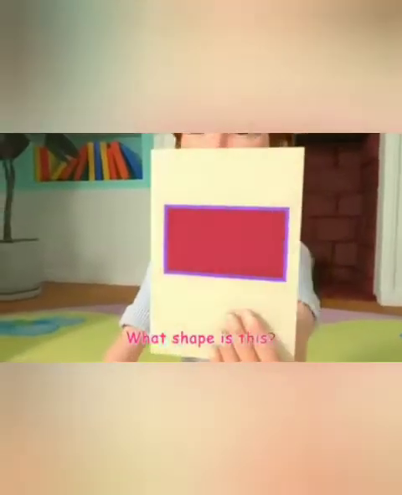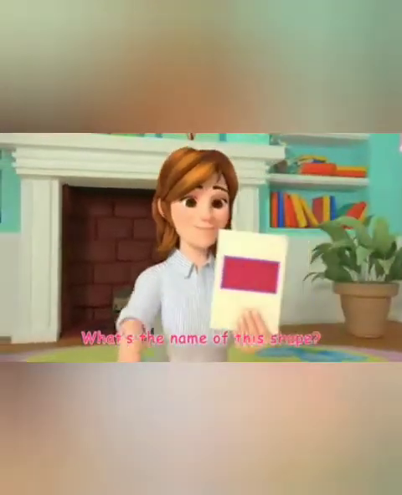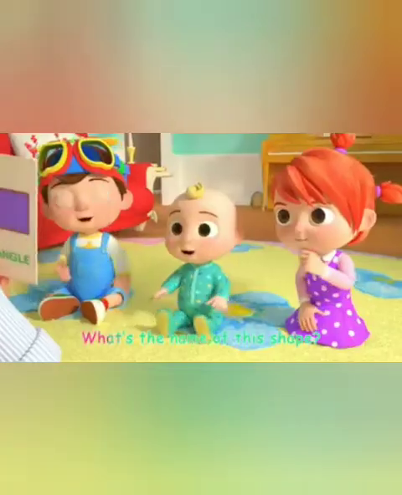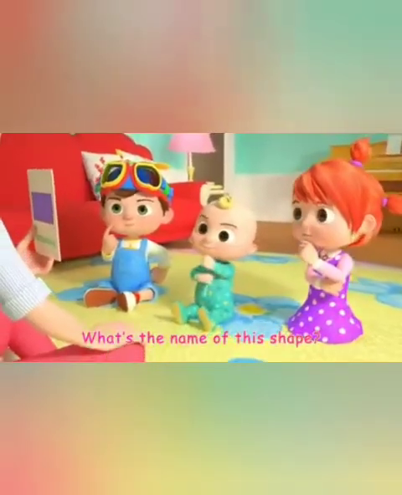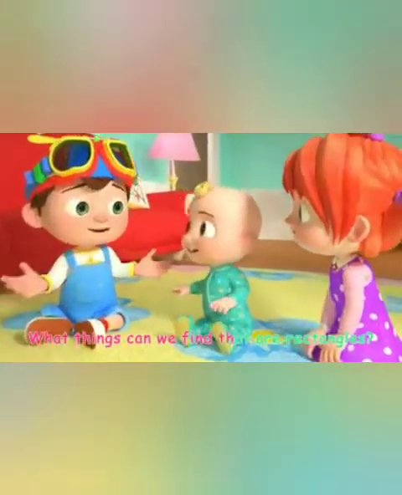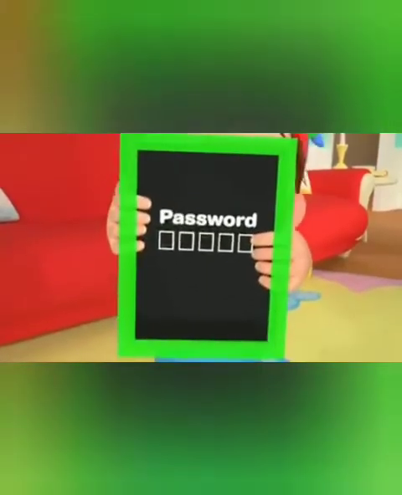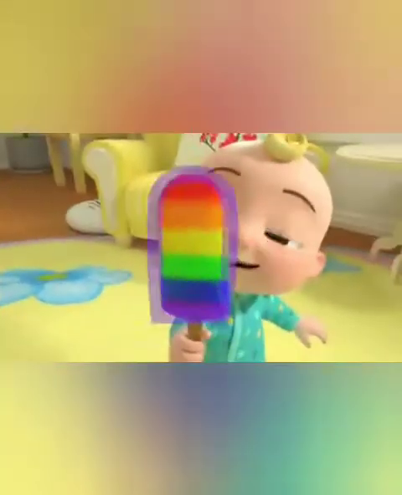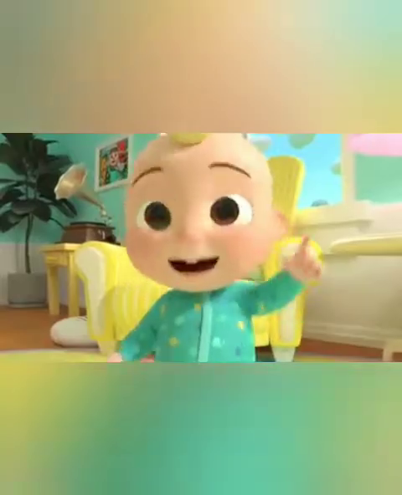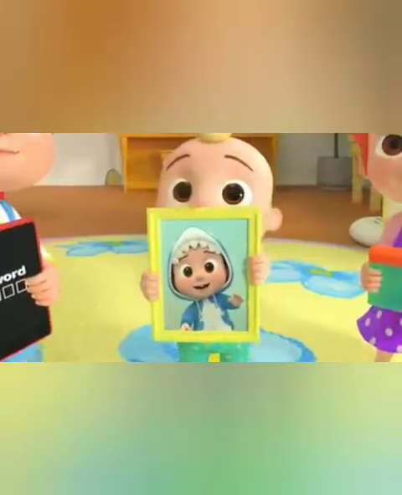What shape is this? What's the name of this shape? It's got 4 sides, it's got 4 corners. What's the name of this shape? It's a rectangle! Very good! What things can we find that are rectangles? Nice! Great! Almost! That shape doesn't have enough corners. That's a rectangle. Great job!